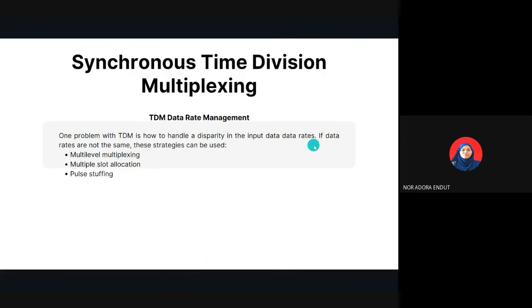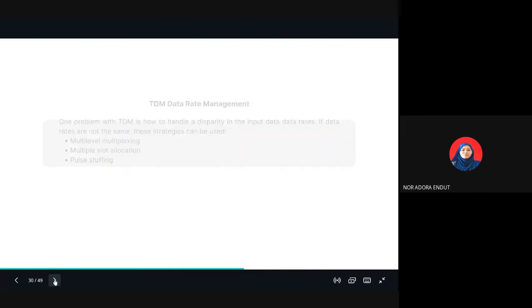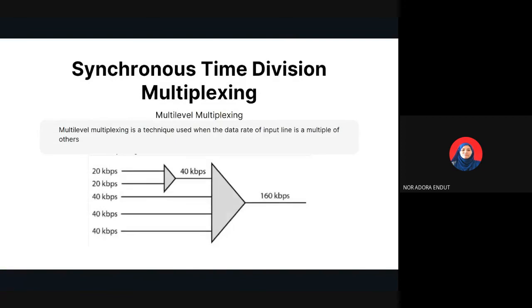Okay, so kita ada beberapa cara. Satu is multi-level multiplexing, yang kedua multiple slot, yang ketiga pulse stuffing. Okay, so saya tambah sedikit konten ni. Okay, I think before this I touched about pulse stuffing, but we look at all the individual solutions sekarang.